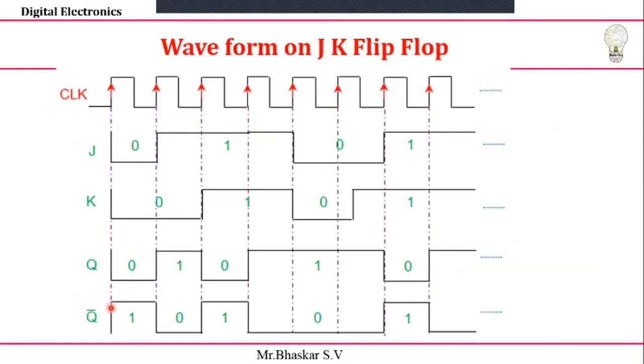Next, suppose I take the J value as 1. In this case, you can see J is 1 and K is 0. The previous value was 0, so it jumps, or we are going to call it a set. So we're getting this value, and we will be getting 1. Next, suppose the values are 1, 1. I already told that the values of J and K are 1, 1.